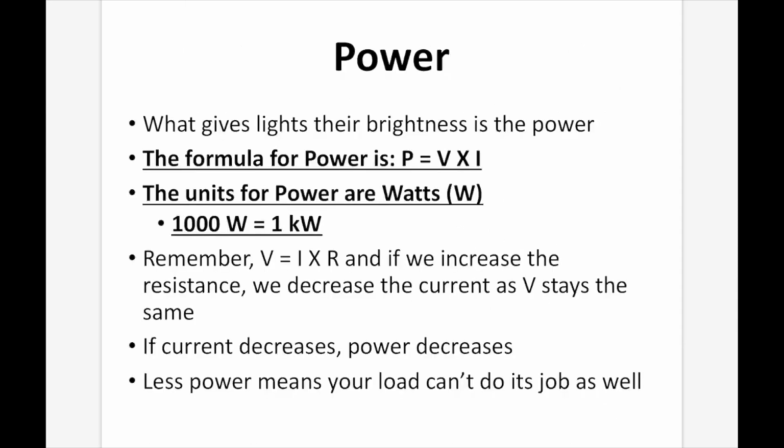Power. What gives lights their brightness is the power. The formula for power is P equals V times I, where V is voltage and I is current. The units for power are watts. 1,000 watts equals 1 kilowatt, and that's going to be important to keep in mind.